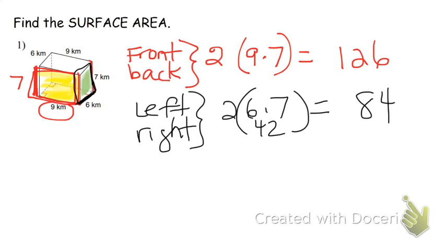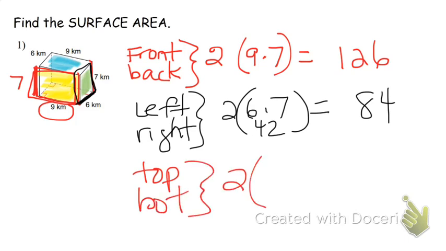Now let's do the top and the matching bottom. Let me pick a new color. Blue, I think I'll go with blue. So now we're going to do the top and the matching bottom. Okay, top and matching bottom. So there's two of the same number.